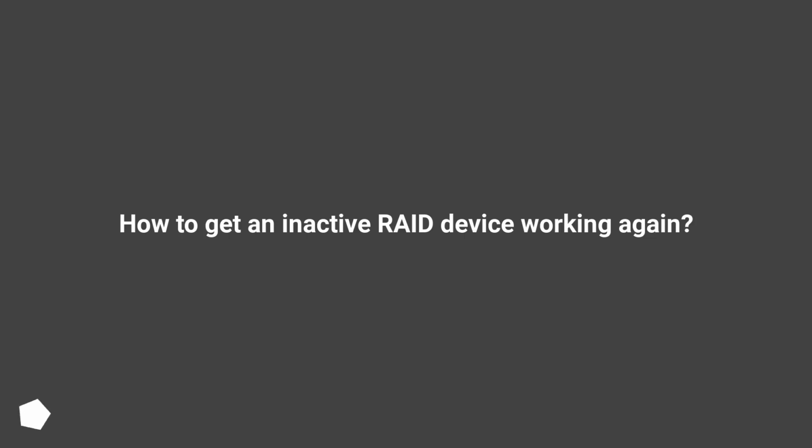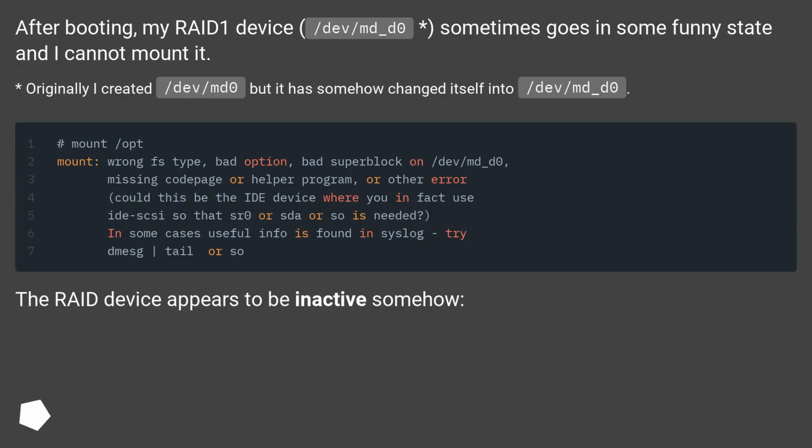How to get an inactive RAID device working again? After booting, my RAID 1 device, /dev/md_d0, sometimes goes in some funny state and I cannot mount it. Originally I created /dev/md0, but it has somehow changed itself into /dev/md_d0.